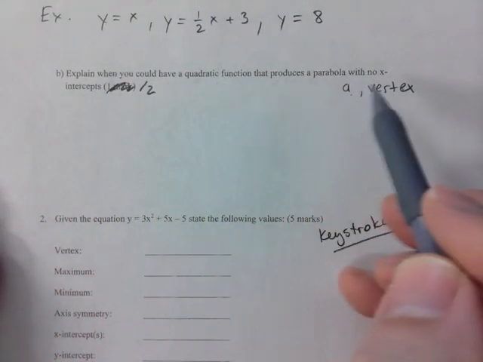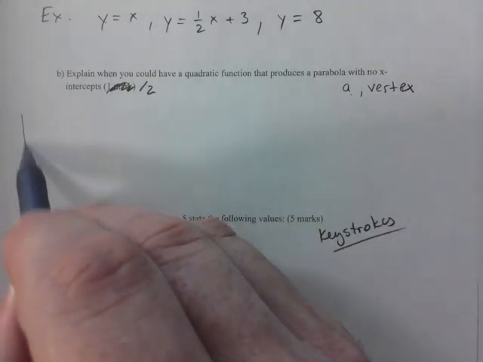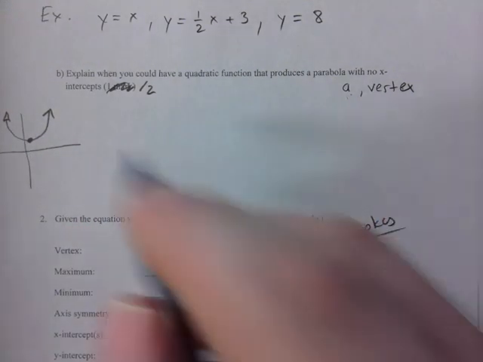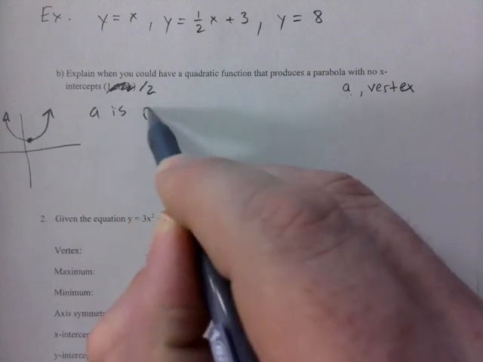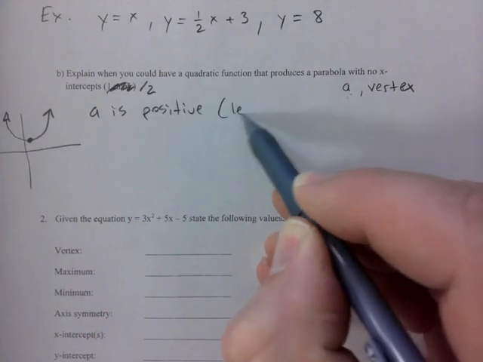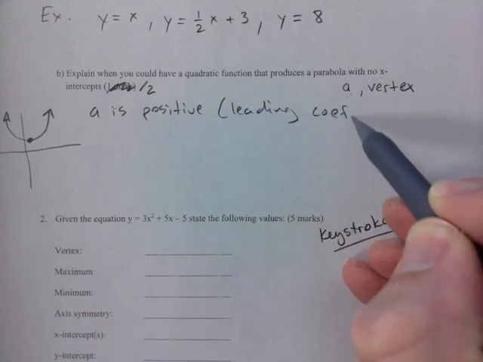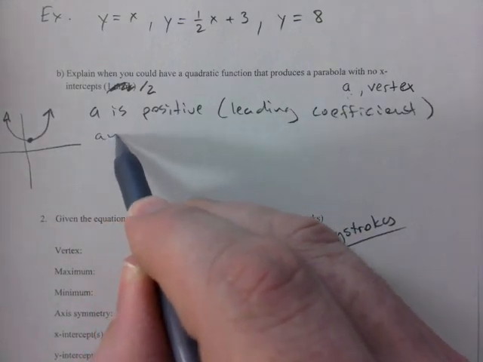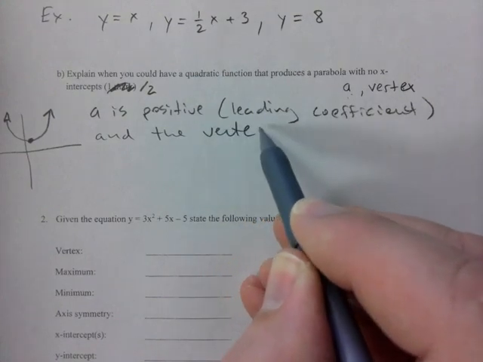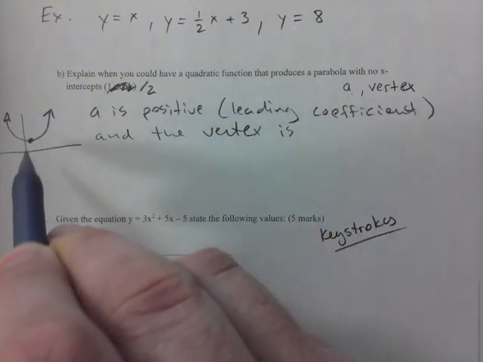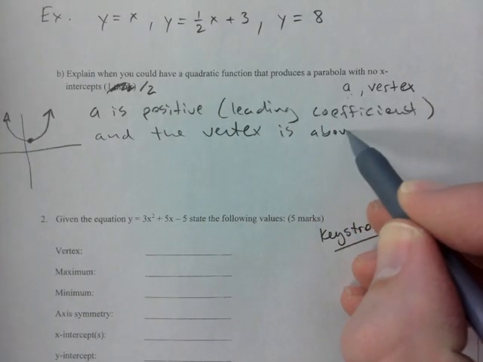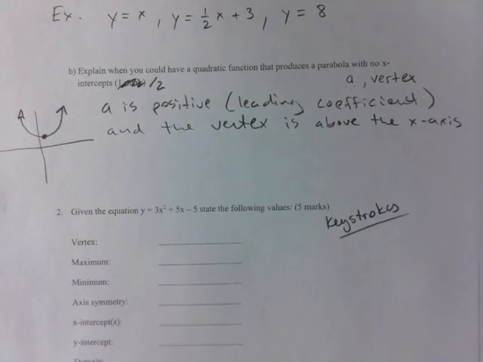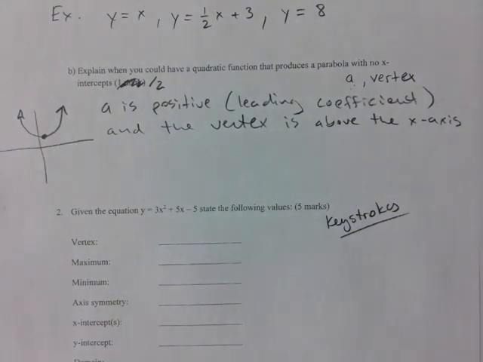Explain when you could have a quadratic that produces a parabola with no x-intercepts. So you could say, well, this is a scenario. And so when I talk about these two, I would say A is positive. What's A? Leading coefficient, right? A is positive and the vertex is above the x-axis. That could be one instance where you say, yeah, I know that this wouldn't have any x-intercepts.